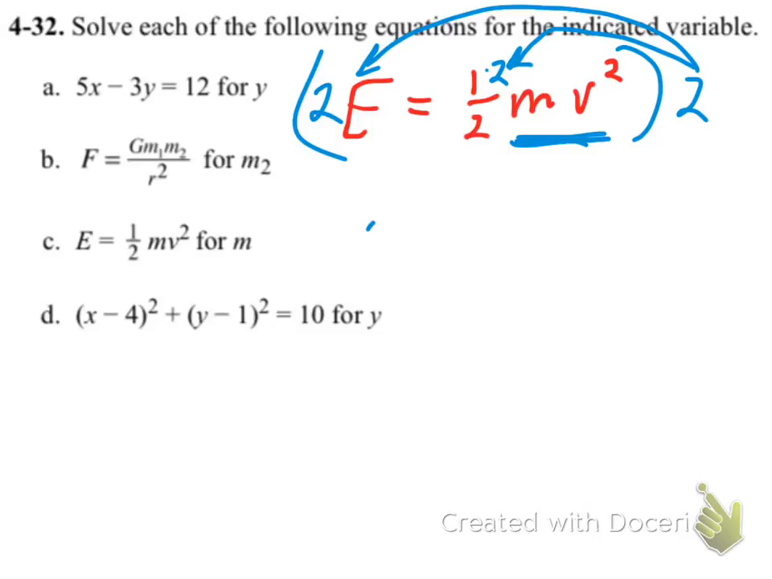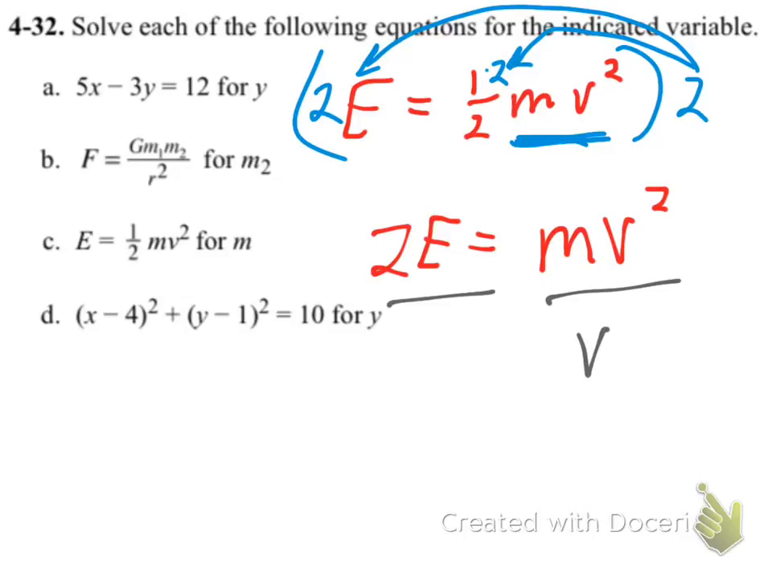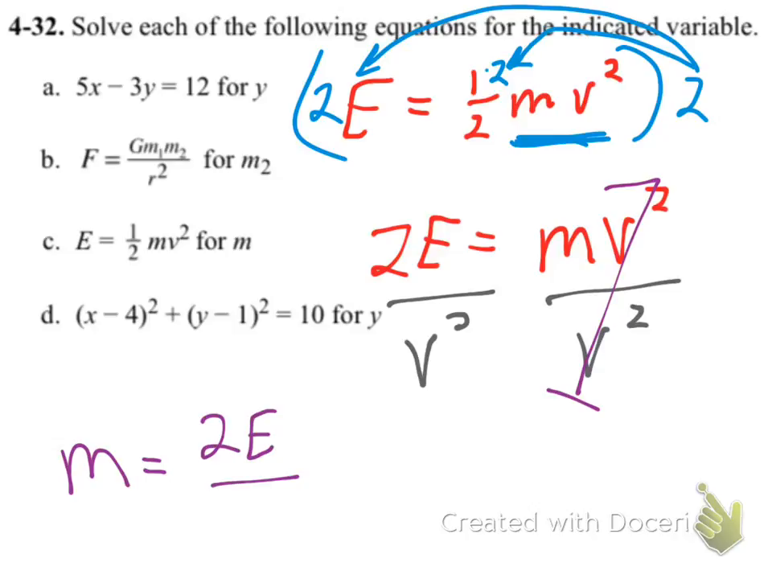So I now have 2e equals mv squared. I now want to get the m by itself, which is being multiplied by v squared. So to undo that, I'm going to divide both sides by a v squared. And v squared divided by v squared makes a giant 1. So all I have left is m. So I have m equals 2e divided by v squared. And lastly, problem D.